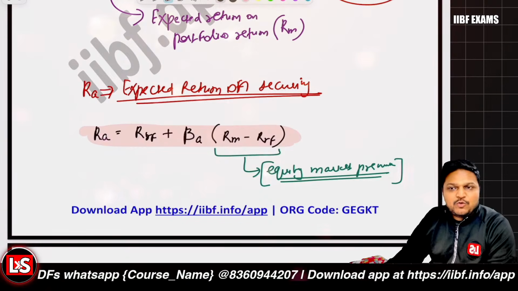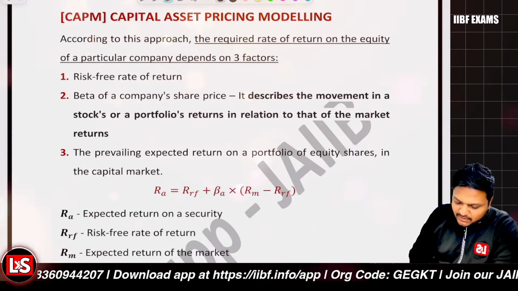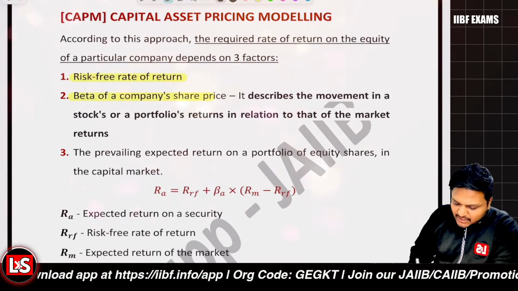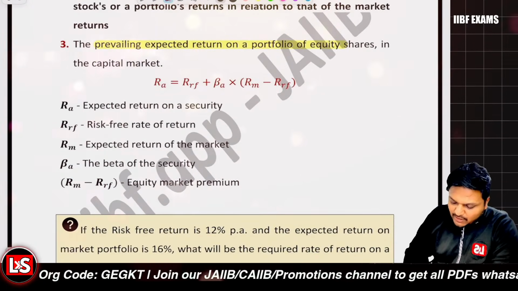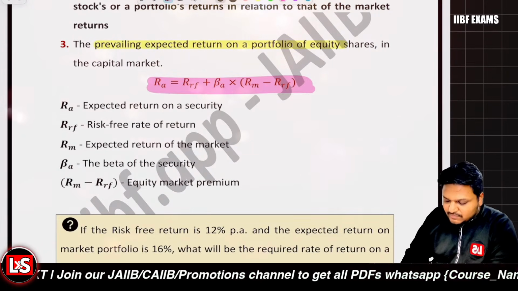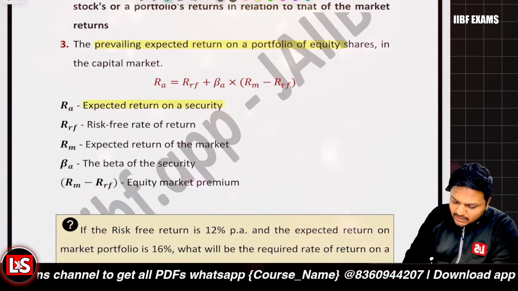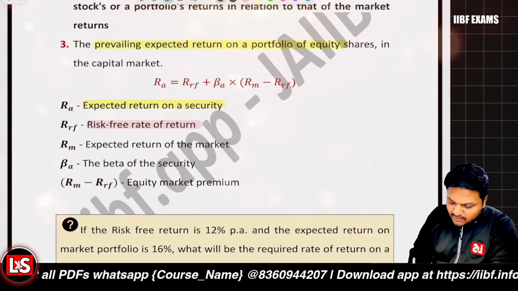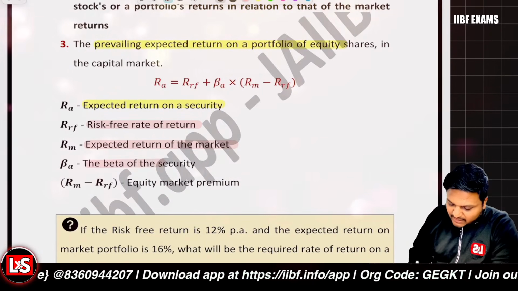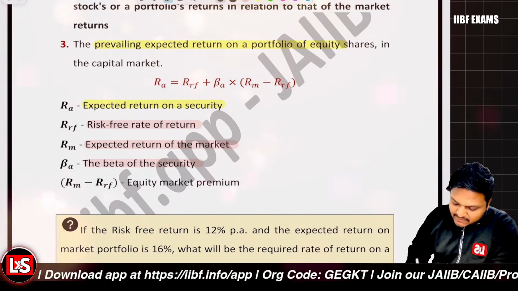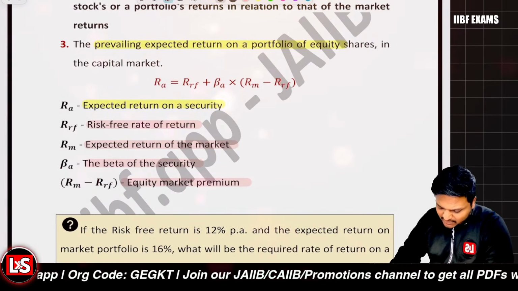Right? So we do consider three factors. Let me just reiterate these three factors. One, the risk-free return. Second, the beta of the company market share. And third, the prevailing expected return on the portfolio. And here we have the formula related to RA. This is to be used. Clear? And further, RA is representing the expected return on equity. The RRF is the risk-free rate of return. RM is the expected return on the market, beta is the beta of the security, and RM minus RRF is the equity market premium. Clear? Let's have a look at this particular question.